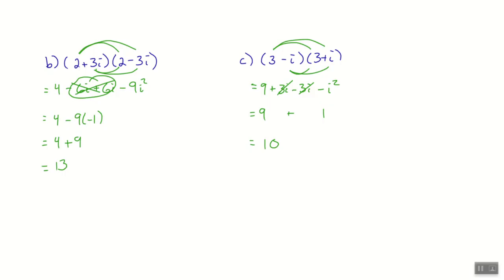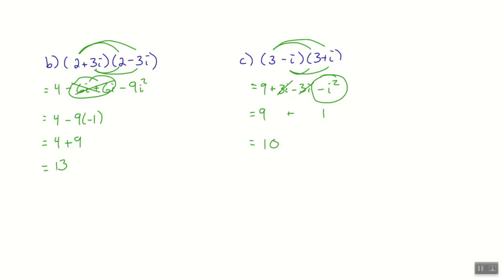So the exponent will always equal 1. Where are you looking at the exponent? Are you looking at this spot? Yeah. So if you have i squared, it's always going to be replaced with a negative 1 every time.